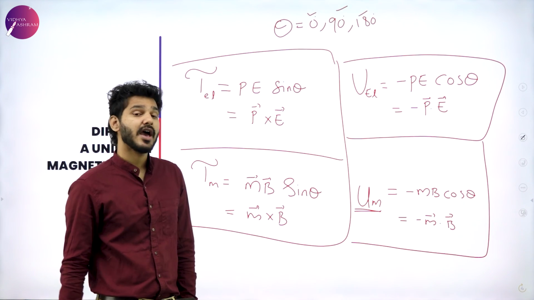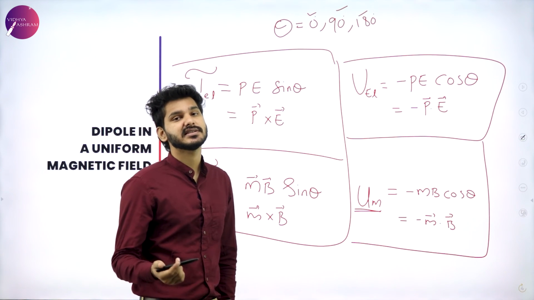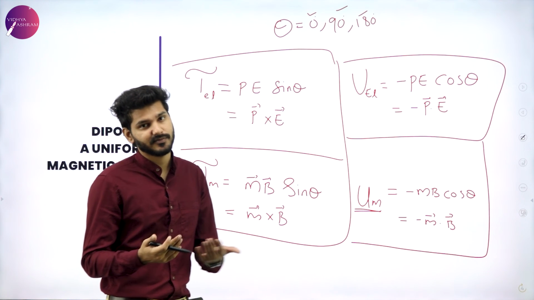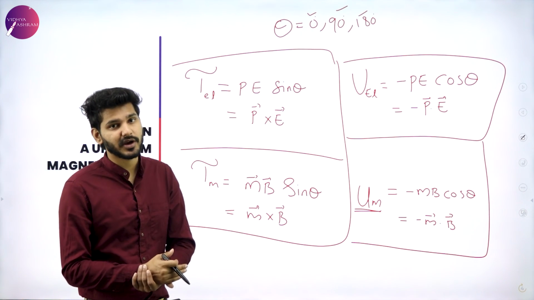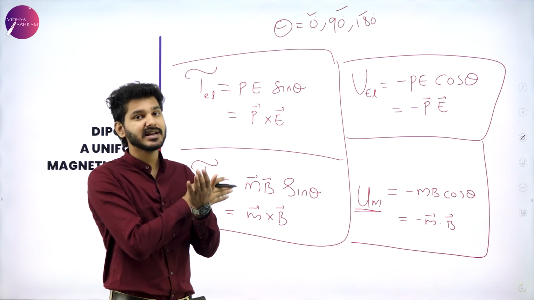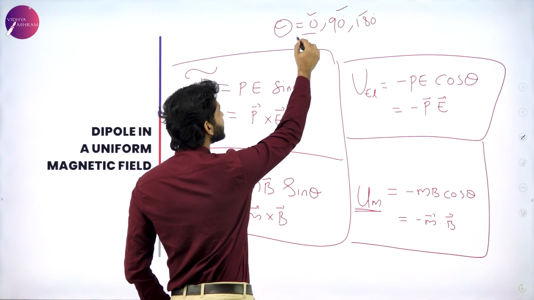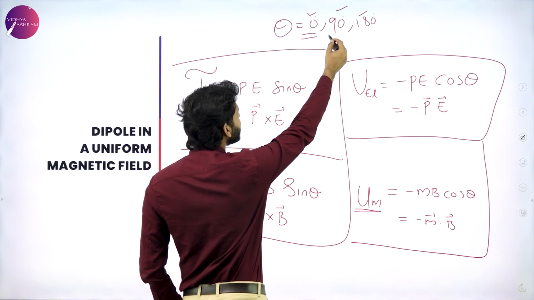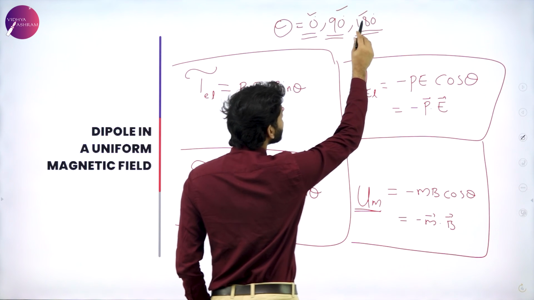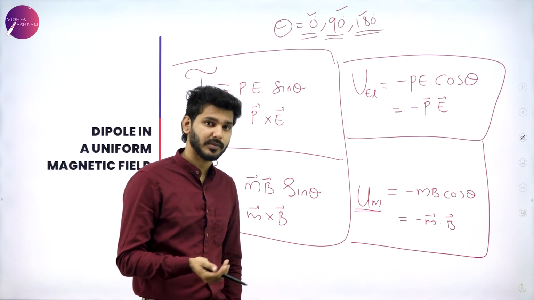And finally, when the dipole is at 180 degrees to the magnetic field, it experiences an unstable equilibrium. That is, it will be the most unstable point as it is facing the other way around. So 0 degrees will be the most stable point, at 90 degrees the potential energy will be 0, and for 180 degrees, it will be the most unstable point. So these are the main things you have to remember.